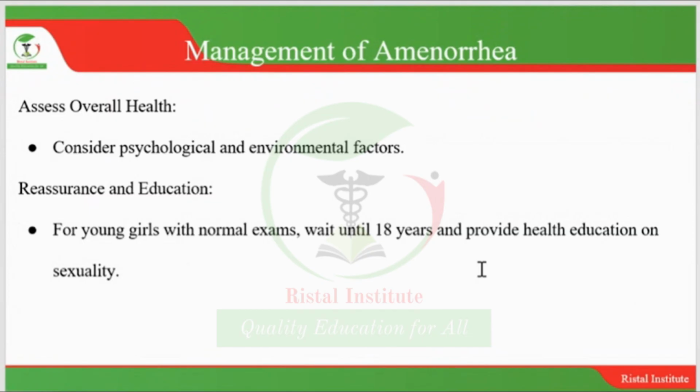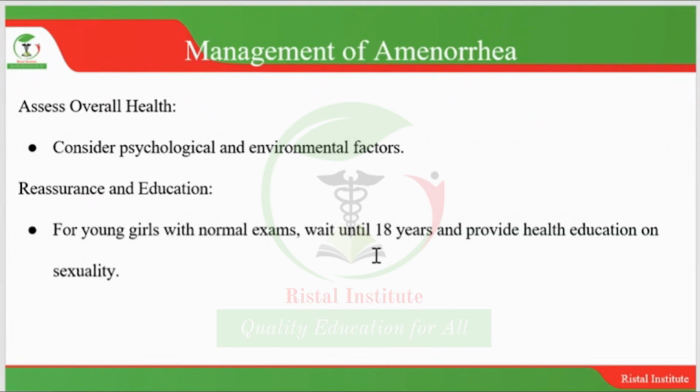Then reassurance and education. For young girls with normal exams, wait until 18 years and provide health education on sexuality. A girl may come when she is 16 years and is complaining of amenorrhea. She has never gone into her menarche. So she can be educated on the normal cycle and the odd cases that can happen, and also she can be reassured. I told you 18 years to make sure that the other examinations can be done.